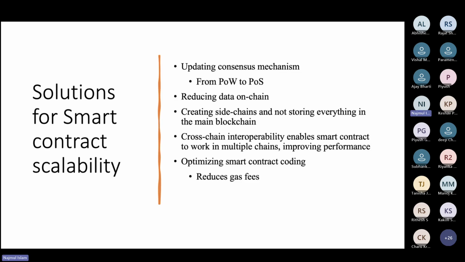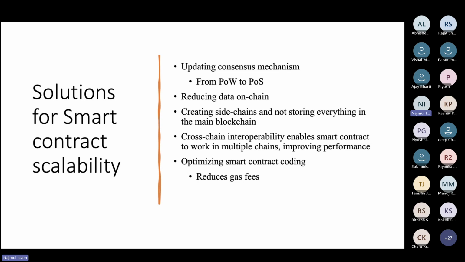Another solution is reducing data on chain. You store only the most important data that you need on the blockchain, and maintain additional data somewhere else, some off-chain or side chain storage. Don't store everything on the blockchain. Then the overall size would be less, and the processing will be faster. So that is the point: creating side chains and not storing everything on the blockchain. There are also ways developed for cross-chain interoperability that enable smart contracts to work in multiple chains and improve performance.